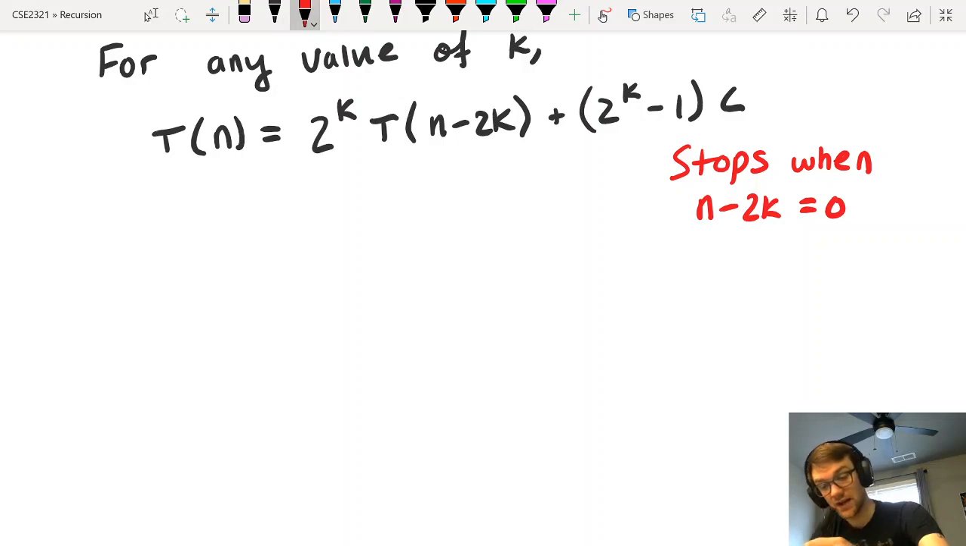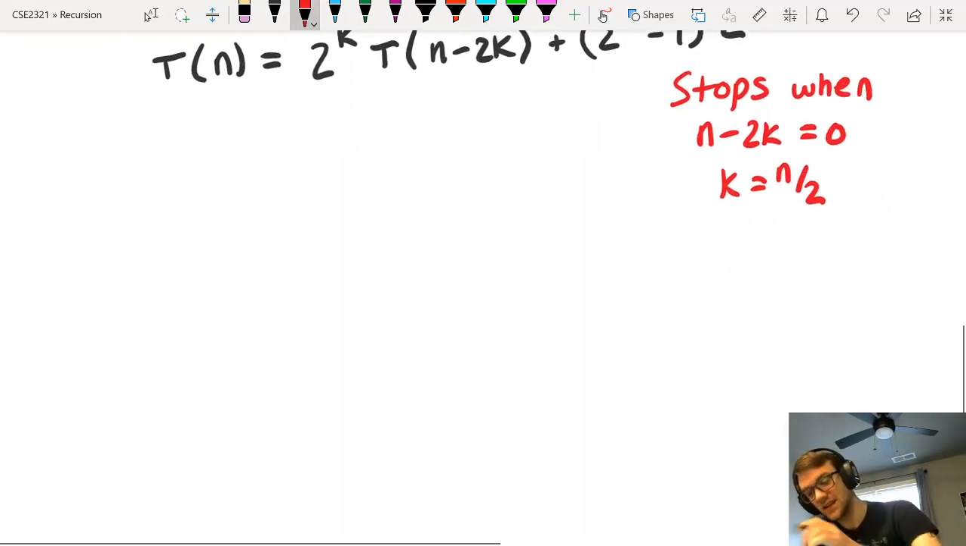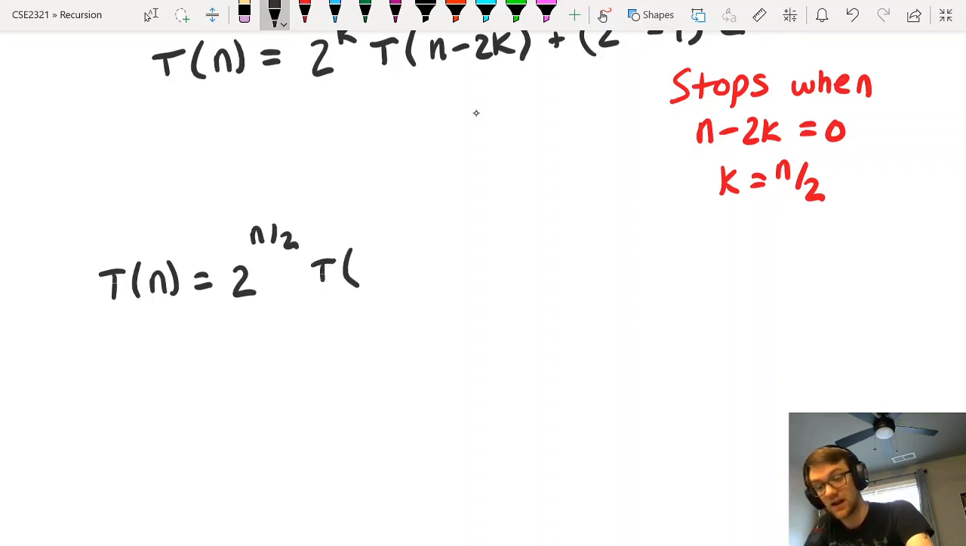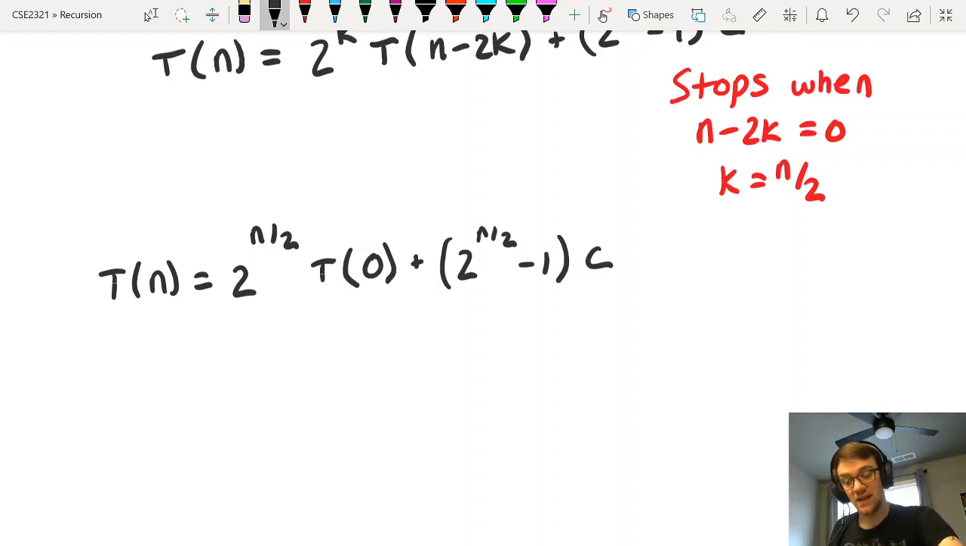We need to solve that for k, add 2k, divide by 2, so we get k equals n over 2. We're now going to substitute that back into t, so we get t of n is equal to 2 to the n over 2 times t of, I don't need to do any math here, it's always going to be t of 0 because I chose k to make that happen, plus 2 to the n over 2 minus 1 times c. Notice we do not have a summation to analyze here, so we're actually really close to being done. We just need to identify the complexity.